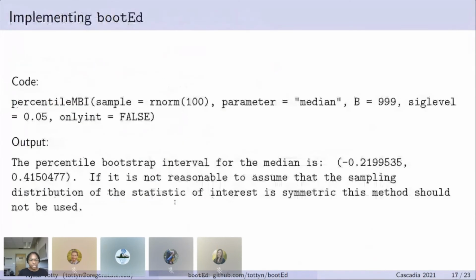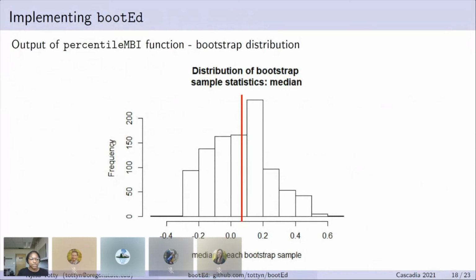When students implement the functions in BootEd, they are immediately made aware of the assumptions of the method and are encouraged to check conditions. There's also an option in our functions, only_int, that produces only the interval, which can be useful for simulations. In fact, all of the simulations that I discussed today were performed using the functions in BootEd. Plots are also given to assist in visualizing the results of bootstrapping and discussing any assumptions or conditions. This is a plot that's given from all of the functions. For other functions, for example, the studentized interval and the basic interval, the correct plots that would be needed to assess their assumptions are given as well.